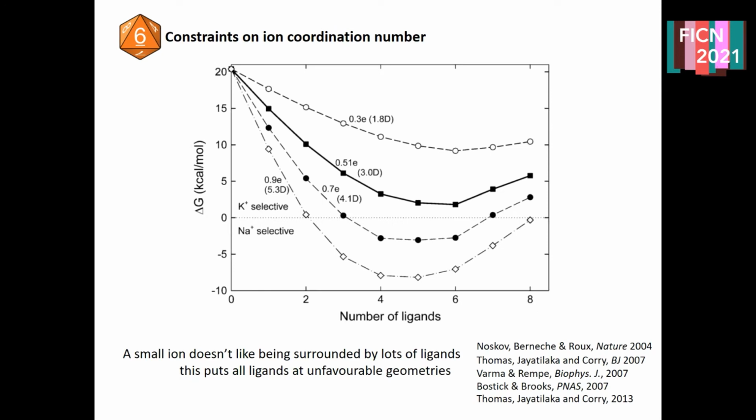Okay, we're whizzing through all these different mechanisms, and I'll try and put them together again towards the end. So mechanism number 6. Here, this is sort of an addition to the last one, where we're not going to look at just the chemical nature of the coordinating ligands, but we're going to look at the number of those coordinating ligands. So this graph is very similar. The top area is a condition that selects potassium. The bottom area is a condition that selects sodium.